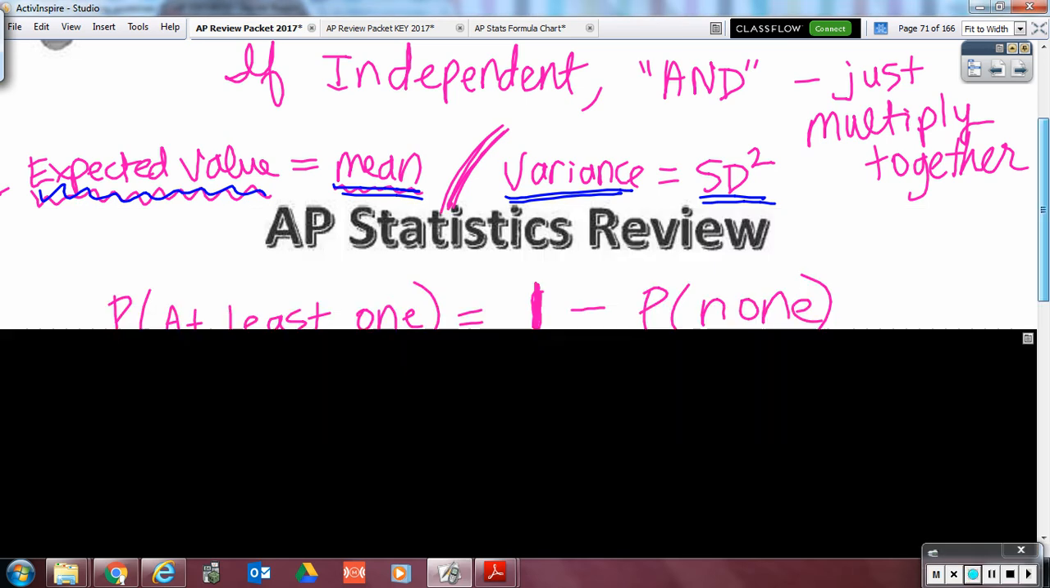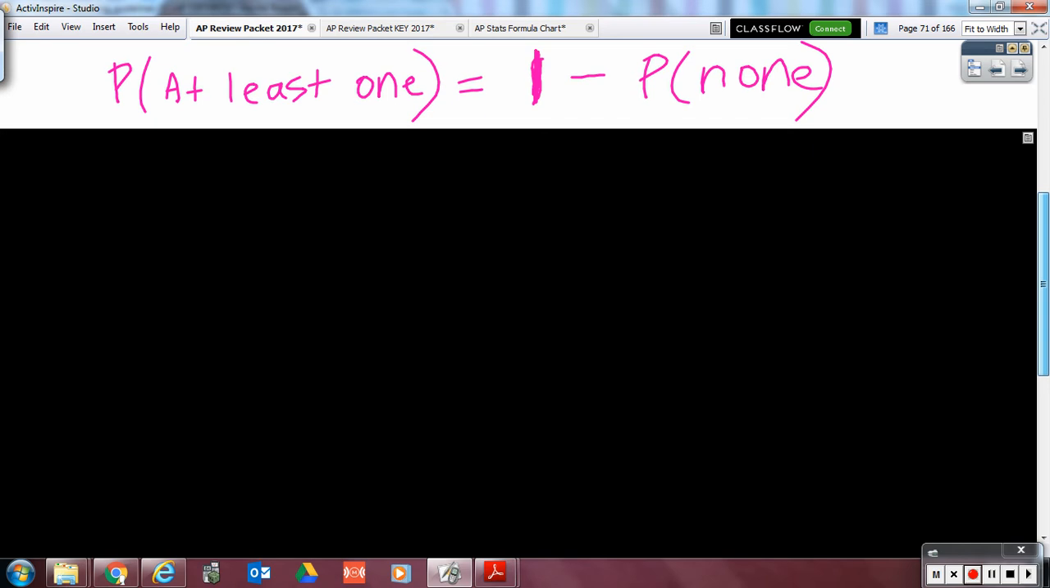Okay, now here's another one. At this point with the basic probabilities, we're just going to do probability of at least 1. Okay, we're not getting into the binomial and stuff where we say at least 3 or at least 4. Right now we're just saying, what's the probability of at least 1? That means probability of every single thing happening except for nothing. Probability of at least 1 is every single thing happening except nothing.